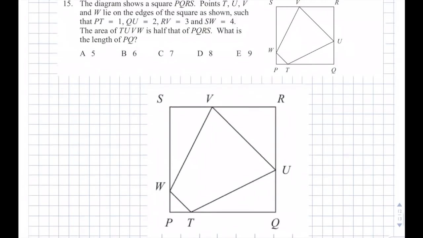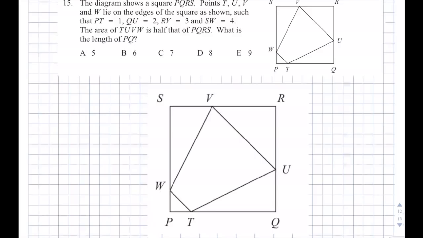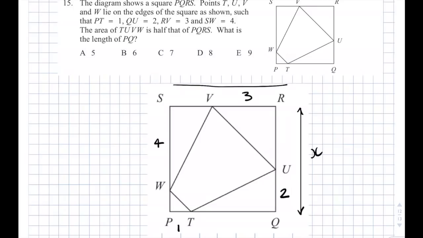I've enlarged the diagram here, and we're told that PT is 1, QU is 2, RV is 3, and SW is 4. Now, what we're trying to find is the length of PQ. So as it's a square, it means we're also trying to find the length of RQ, SP, and SR. So if we introduce a variable, let's say X, we can say that's X, and we can say that's X.